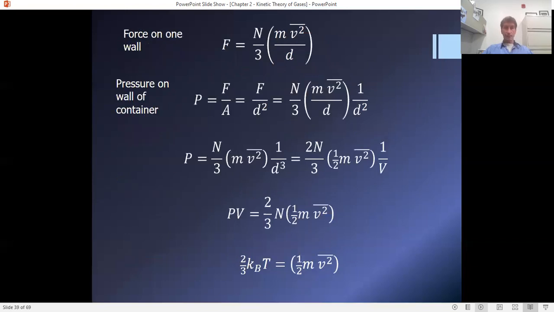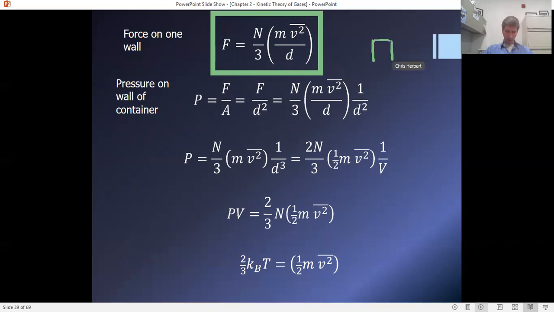Now, here's my equation, the force on one wall. I've got to remember what I am looking at. My container is actually a cube again, and the dimensions of the cube are d by d by d. So 2 things. The area of one wall is d squared, right?